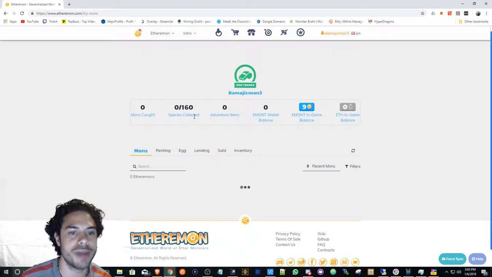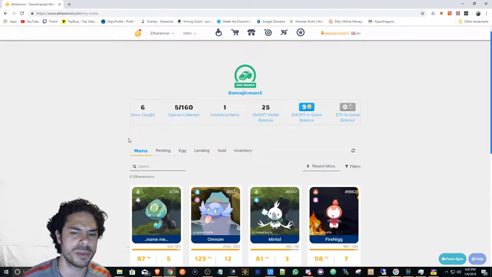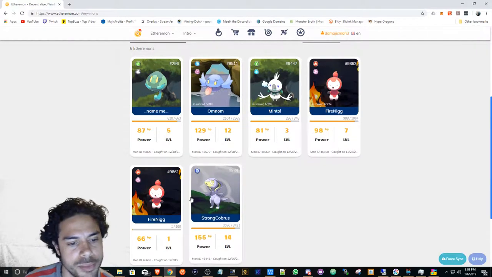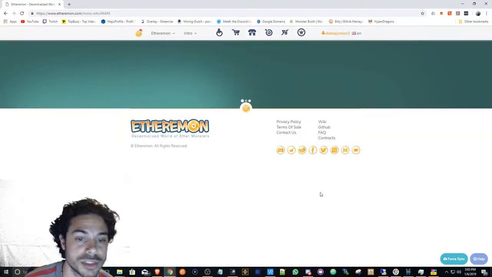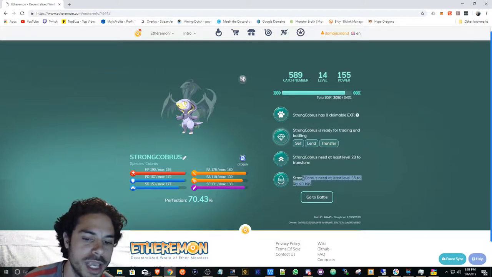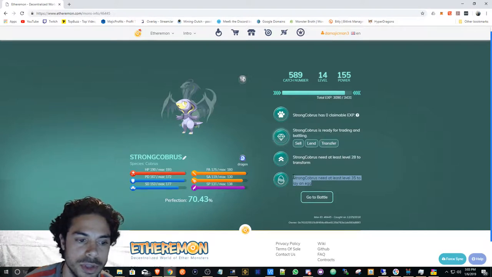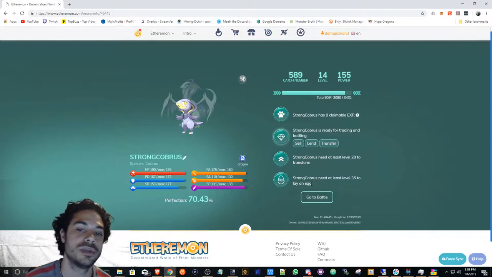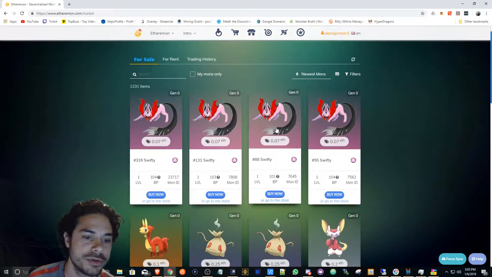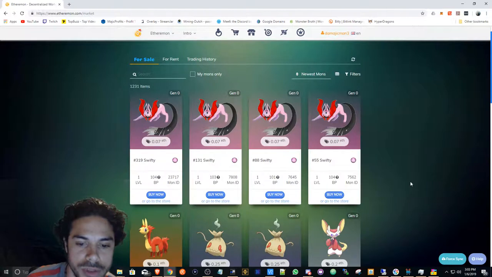Now I'll take you to my mons. I've just started. I probably put in about a week's worth, and I have a couple here. So this one's my strongest. I'll just give you a brief overview of how it looks. My main focus right now is to get this Etheremon to lay an egg. I want to see if I can produce a strong egg, and then I can sell it. Here's the market where you can sell your Etheremon, and as you can see, they're worth different stuff.